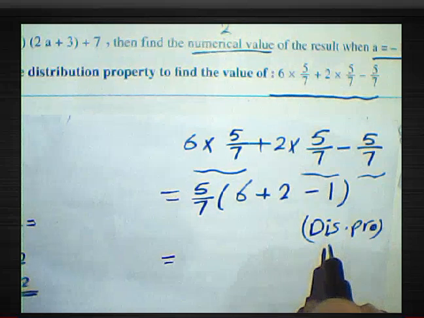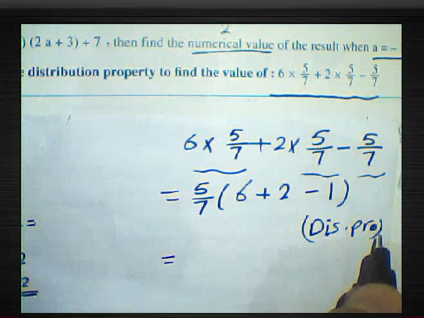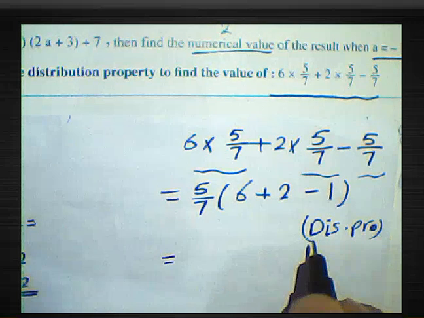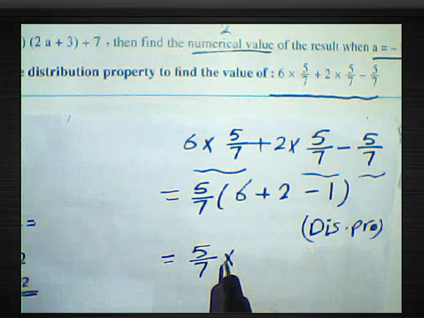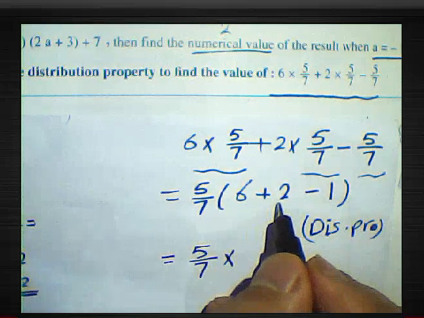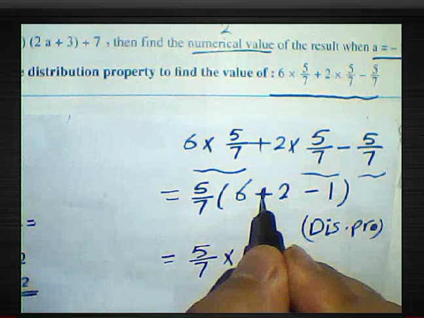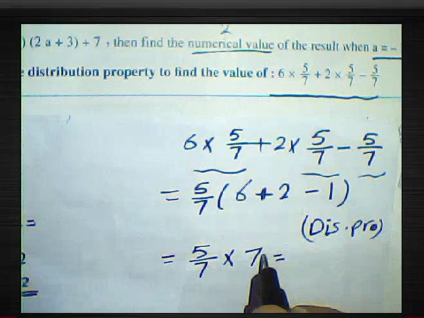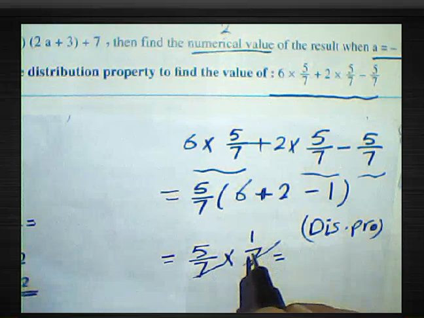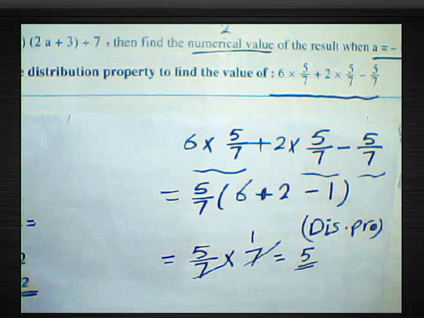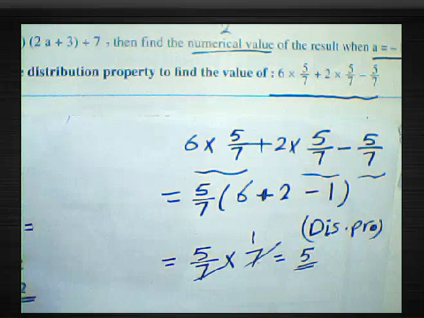Distributive properties. And then we can write 5 over 7 multiplied by what? 6 plus 2 minus 1. 6 plus 2 equals 8. 8 minus 1 equals 7. Then the result will be 5. Why? Because 7 divided by 7 equals 1. 1 times 5 equals 5. Then the result will be 5 for this expression. Okay, the value of this expression will be what? 5.